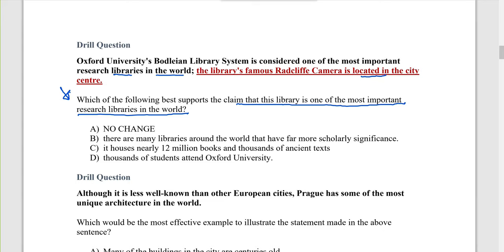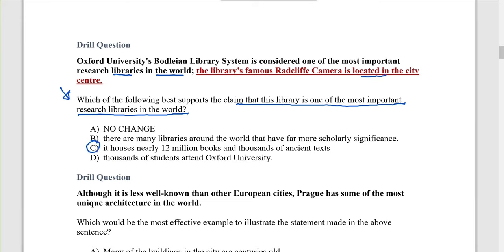Yusuf Al-Shimi said it's C, okay? What do you think, Yashabab? What do you think? All of you went for C? Perfect. Yeah, exactly. Here we actually get some reasons for why this library might be so important.